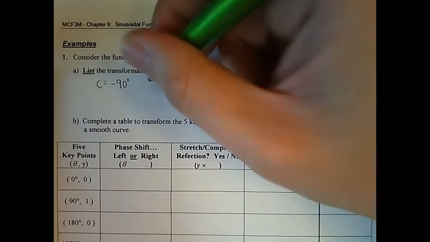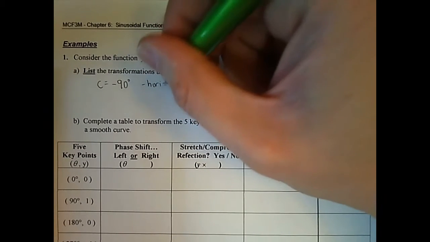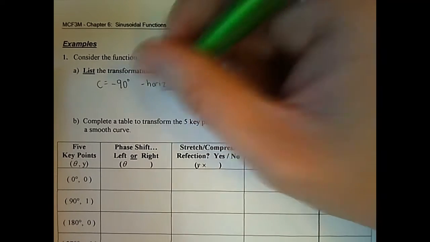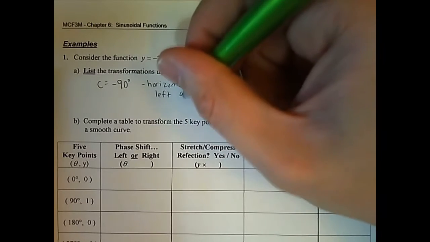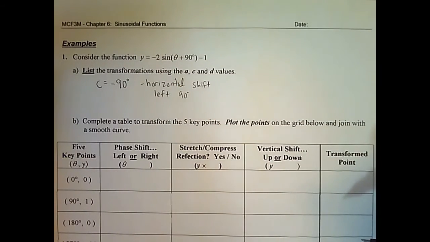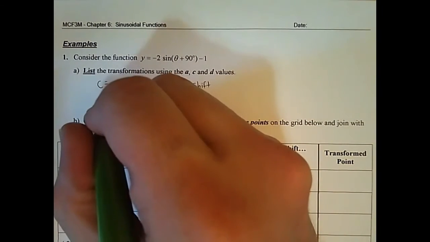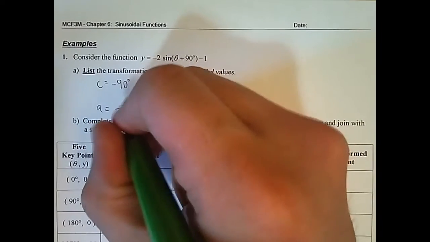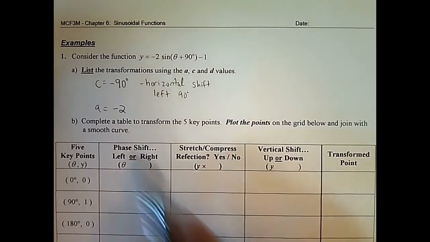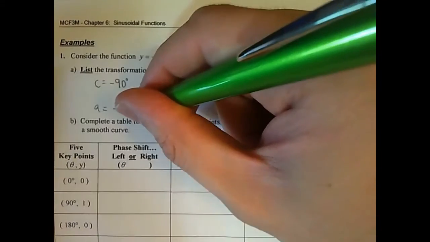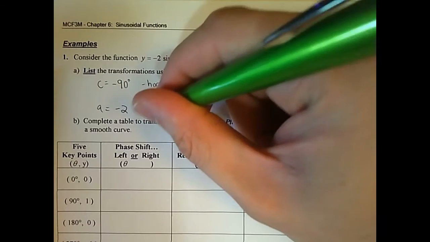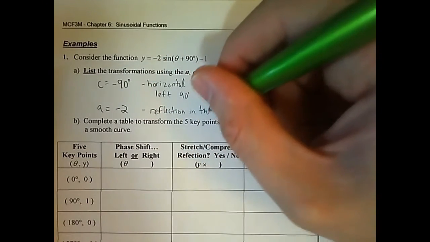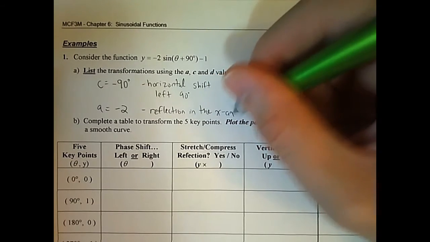And this negative 90 means we have a horizontal shift left 90 degrees. We then have our a value to do next. a is equal to negative 2. As soon as we see the negative in the front, that automatically tells us we have a reflection in the x-axis.